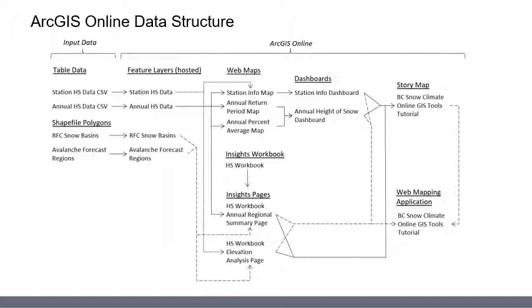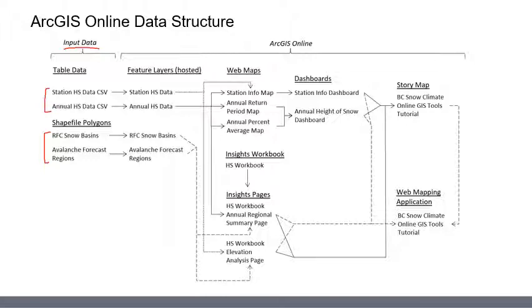The final slide shows the ArcGIS Online data structure used for this project. As discussed, there are 2 main tables which are used as input data, the station HS data and the annual HS data. We also use 2 sets of polygons, one representing the River Forecast Center's snow basins and the other representing Avalanche Canada's forecast regions.